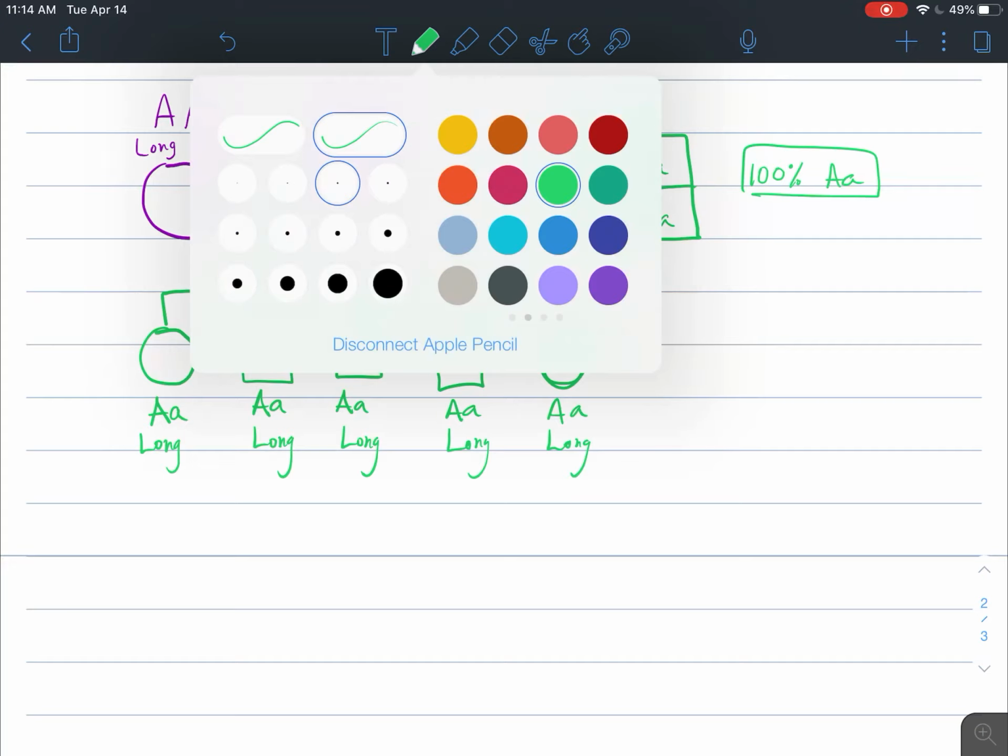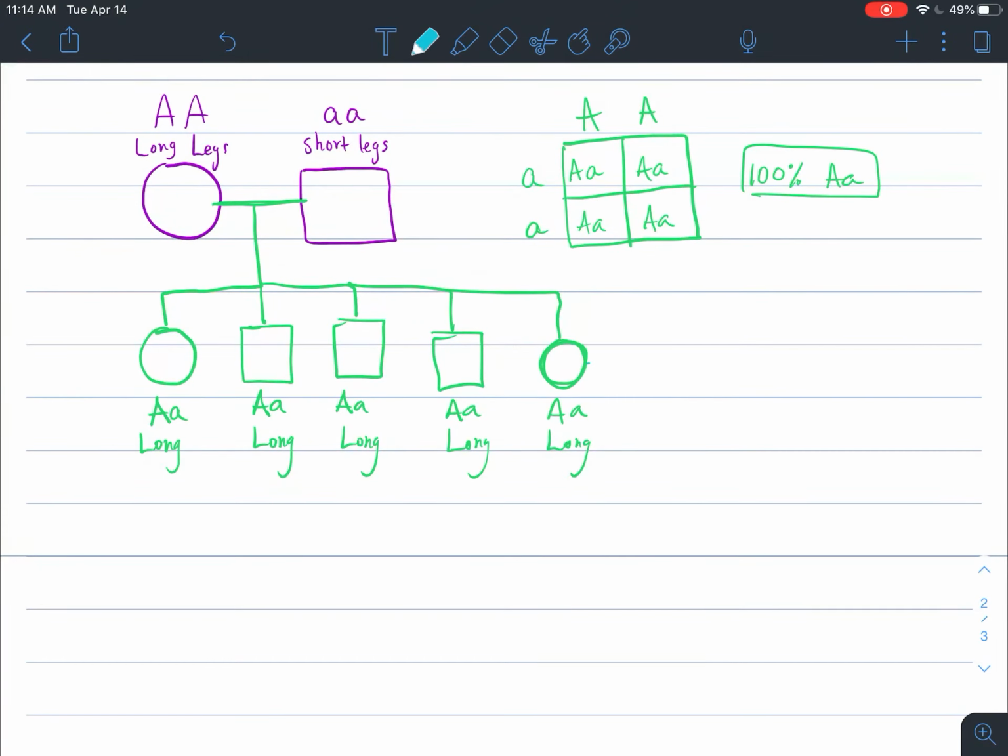So I'm going to choose a new color to show this next generation here. Let's say that this last girl ends up having children with a guy, and this guy has short legs. So we have the mom with long legs and the dad with short legs. Let's do a Punnett square again to figure out the likelihood of the genotypes of their children. The mom's genotype is heterozygous, with a dominant and recessive allele. The dad's is homozygous recessive. If we use this, we can see that 50% of their kids would have heterozygous genotype and 50% would have homozygous recessive.